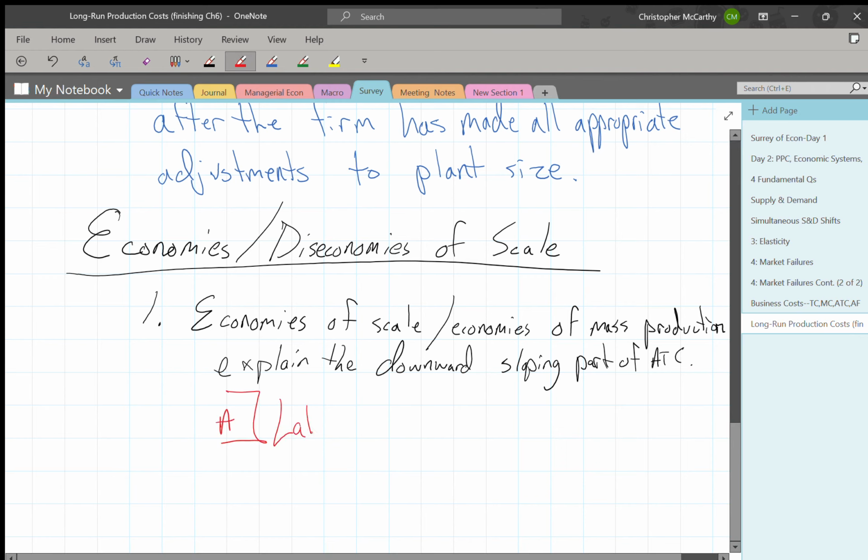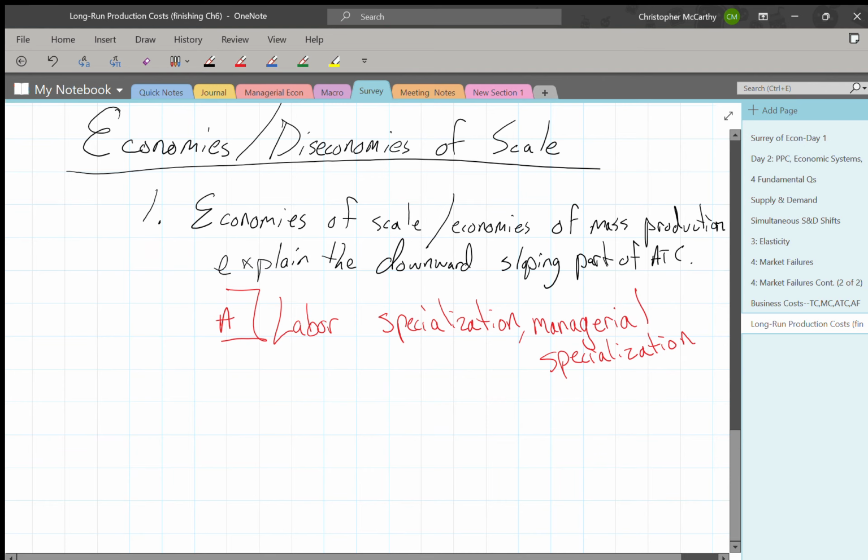Labor specialization. If you had to do 5 things and now you only have to do 1 thing, you're going to be way better at doing that 1 thing. You're going to be able to do it faster. And also managerial specialization. So really figuring out the ins and outs of how do you actually keep track of workers, and make sure that they're not shirking on the job and watching TikToks when they're supposed to be putting Amazon packages in places or whatever, right?